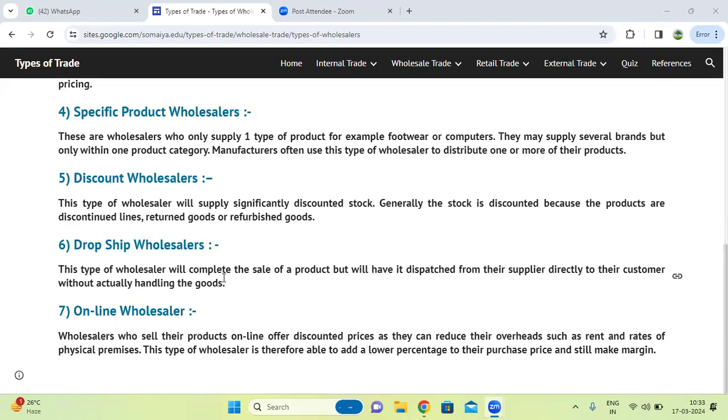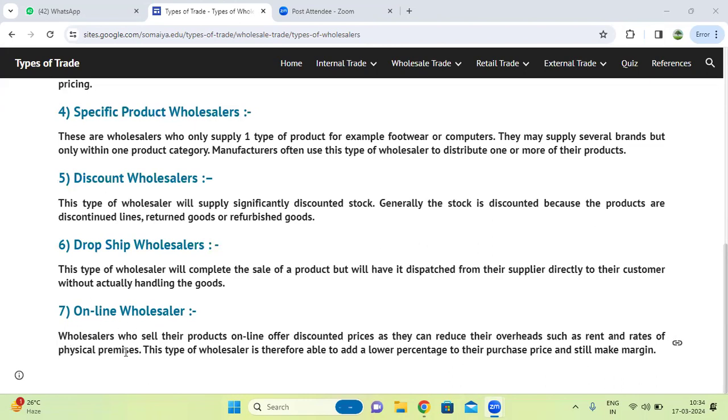Next one, dropship wholesalers. These wholesalers will complete the sale of products, but have them dispatched from their suppliers directly to their customer. So the goods are dispatched directly to the customers, with direct contact, without the wholesaler actually handling the goods.